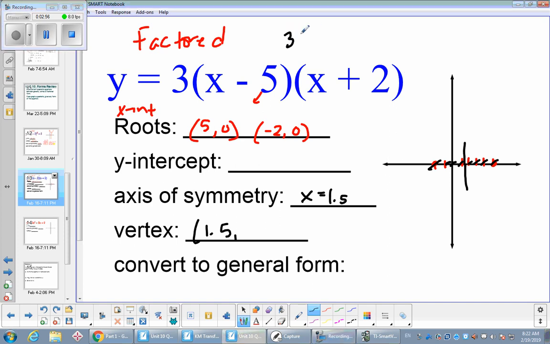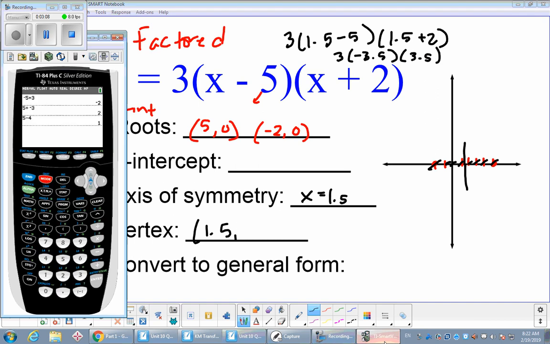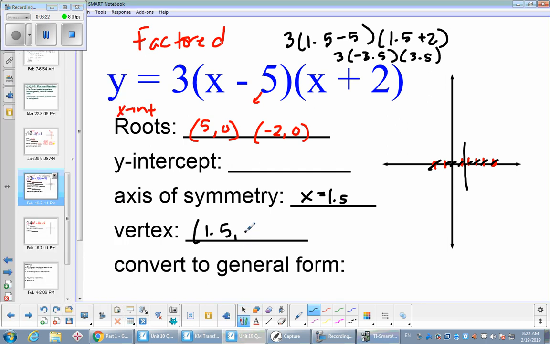So we're going to do 3 times 1.5 minus 5 times 1.5 plus 2. So that's 3 times negative 3.5 times 3.5. When I do that, I'll use my calculator here. 3 times negative 3.5 times 3.5 gives me a y-coordinate of negative 36.75. So my vertex is going to be way down here at negative 36.75.